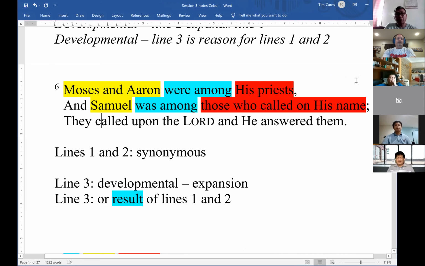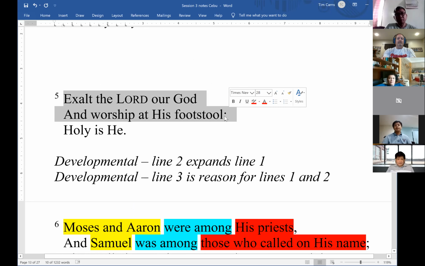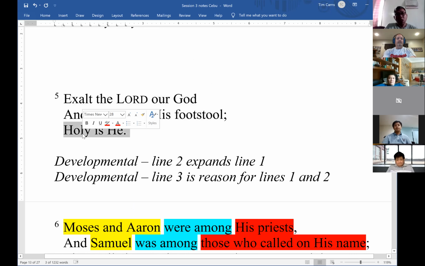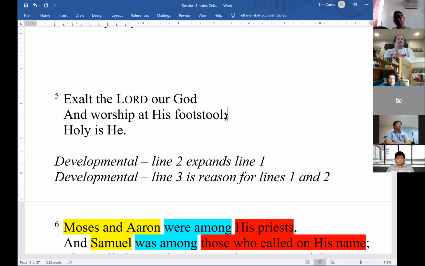So do you see what they're doing with the semicolon? Yes. Same thing in verse 5. Lines 1 and 2 are tightly connected, and then line 3 is the reason for lines 1 and 2. So the semicolon in Hebrew poetry, in the New American Standard at least, is telling us sort of where the hard break is and which lines would go together.